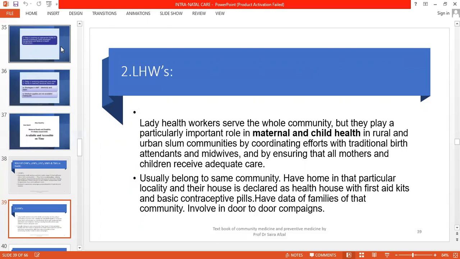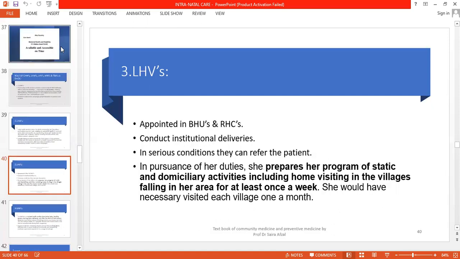What is the role of a lady health worker? Lady health workers serve the whole community, but they play a particularly important role in MCH in rural and urban slum communities by coordinating efforts with traditional birth attendants and midwives, and by ensuring that all mothers and children receive adequate care. They usually belong to the same community, have a home in that particular locality, and their house is declared a health house with first aid kits and basic contraceptive pills. They have data of families and are involved in door-to-door campaigns.